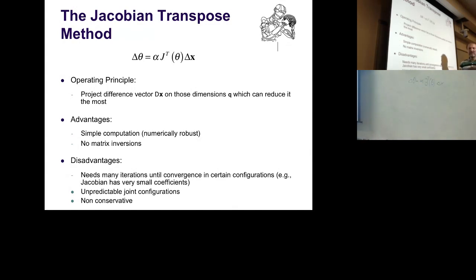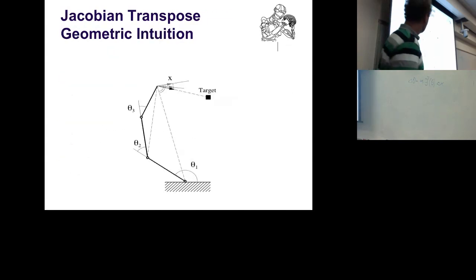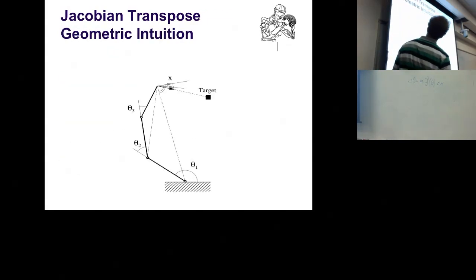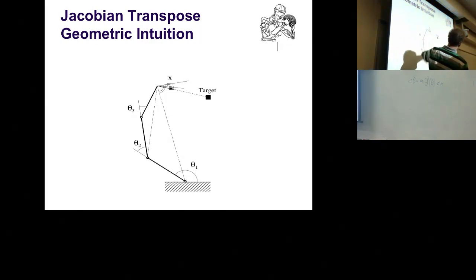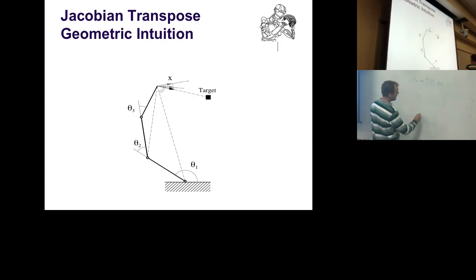Well, let me see, I should have a graph for that. Yes. Okay. So, the Jacobian transpose, let's define. What is the Jacobian we recall again? Looks like this. And now if you take the Jacobian transpose, it will just look like a matrix like this. So this is the Jacobian transpose.